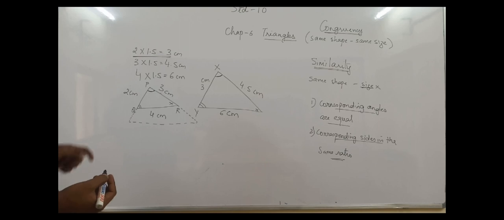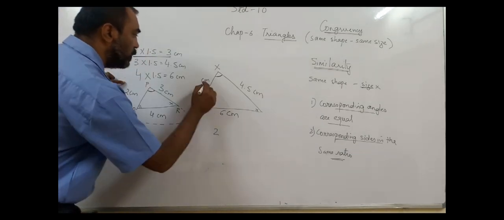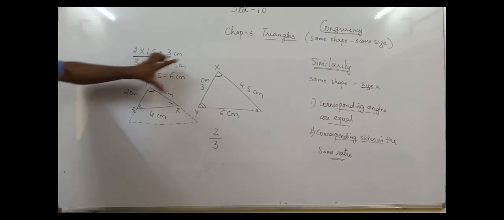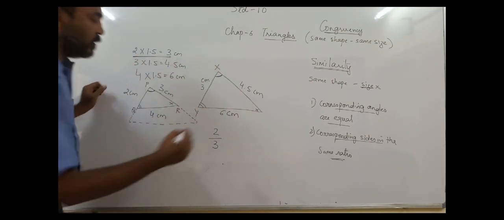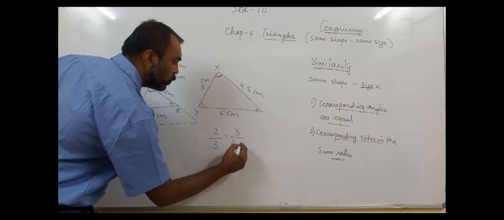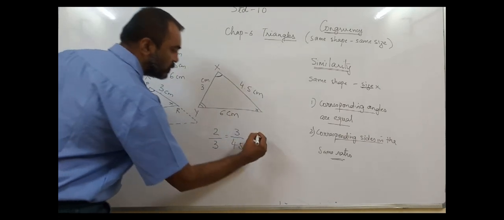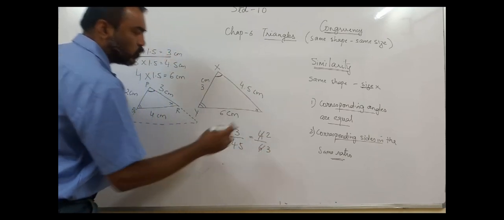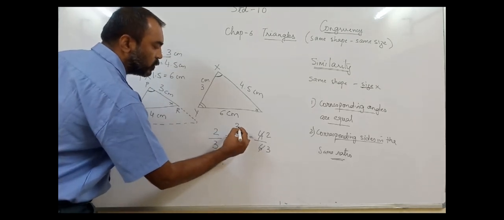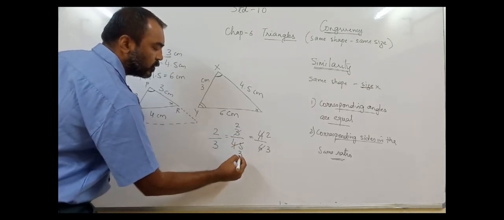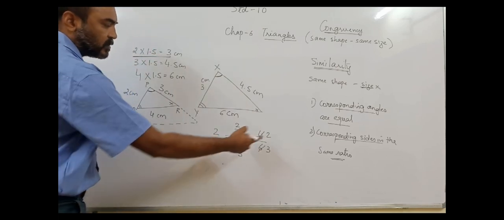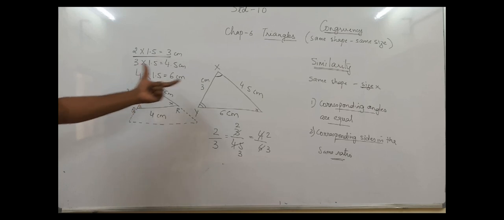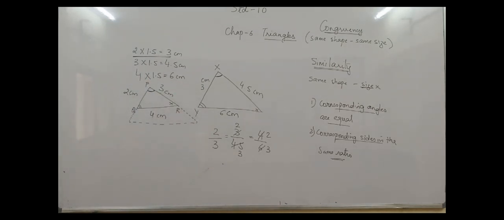Now let us see what the same ratio is. The ratio of this side and this side, 2 upon 3. And the ratio of this side and this side, 3 upon 4.5. And the ratio of this side upon this side, 4 upon 6. So 2 3s are 6, so this is also 2 by 3. 1.5 into 2 gives 3. 1.5 into 3 gives 4.5. So these are in the same ratio. Here you can see the angles have remained the same and the three sides are in the same ratio. So because they are in the same ratio, they are said to be similar.